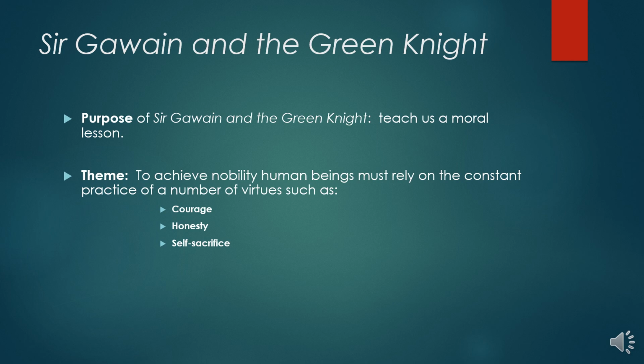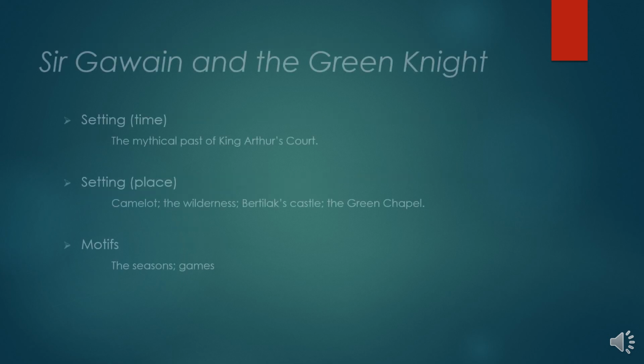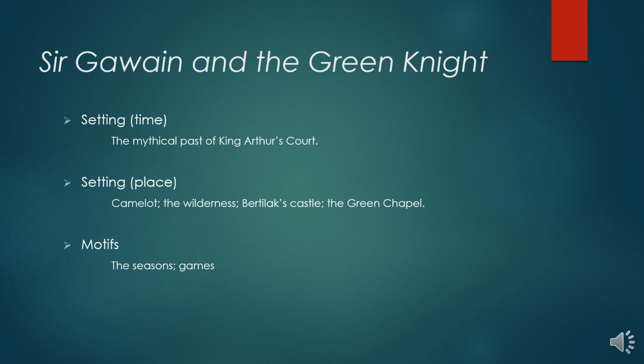So they teach us a moral lesson. The theme is that to achieve nobility, human beings must rely on the constant practice of courage, honesty, and self-sacrifice. There is a mythical past of King Arthur's court, and in Camelot there is a wilderness. In Bertilak's castle, the Green Chapel, the motifs are the seasons and games.